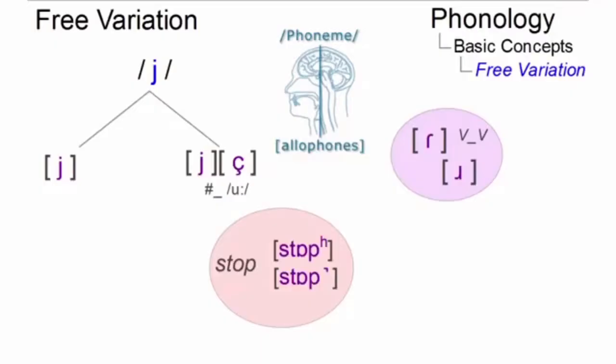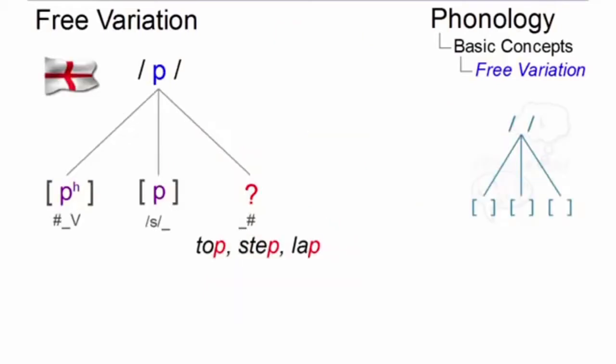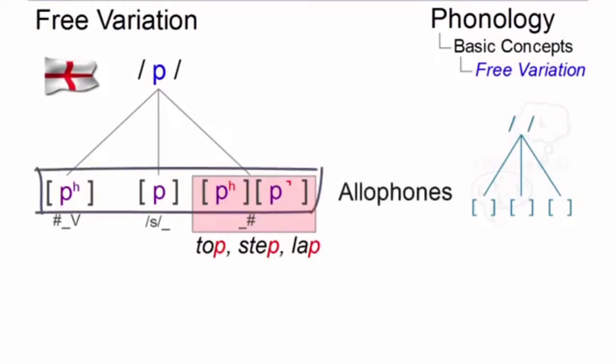Allophones of a phoneme that may appear in the same context without causing a change in meaning are called free variants. For example, in English, final plosives as in "top", "step", or "lap" may be aspirated and unaspirated. They occur in the same context, but there is no difference in meaning between the two versions of "top". We therefore cannot assign them to different phonemes. They are both allophones of the same phoneme and are referred to as free variants.